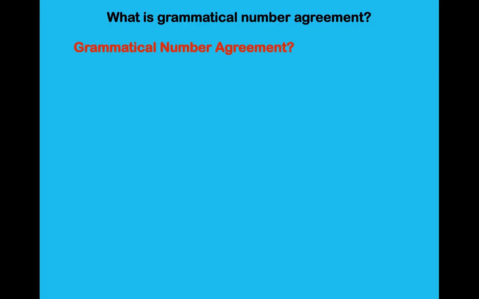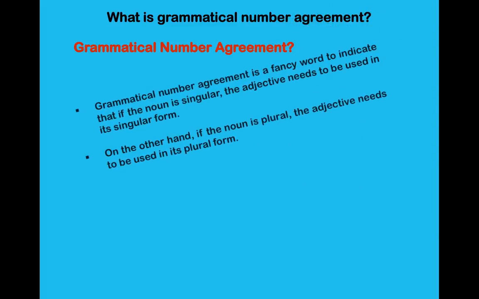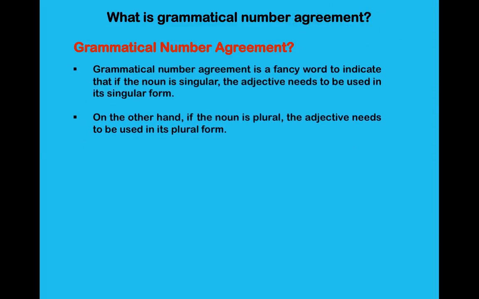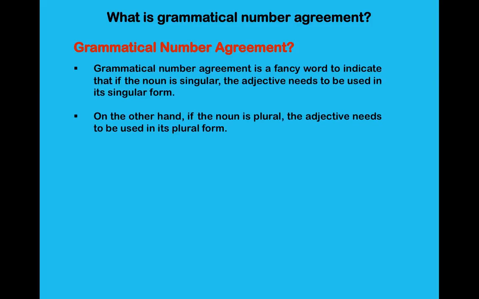What is grammatical number agreement? Grammatical number agreement is just a fancy word to indicate that if a noun is singular, the adjective needs to be in its singular form. On the other hand, if the noun is plural, the adjective needs to be in its plural form.